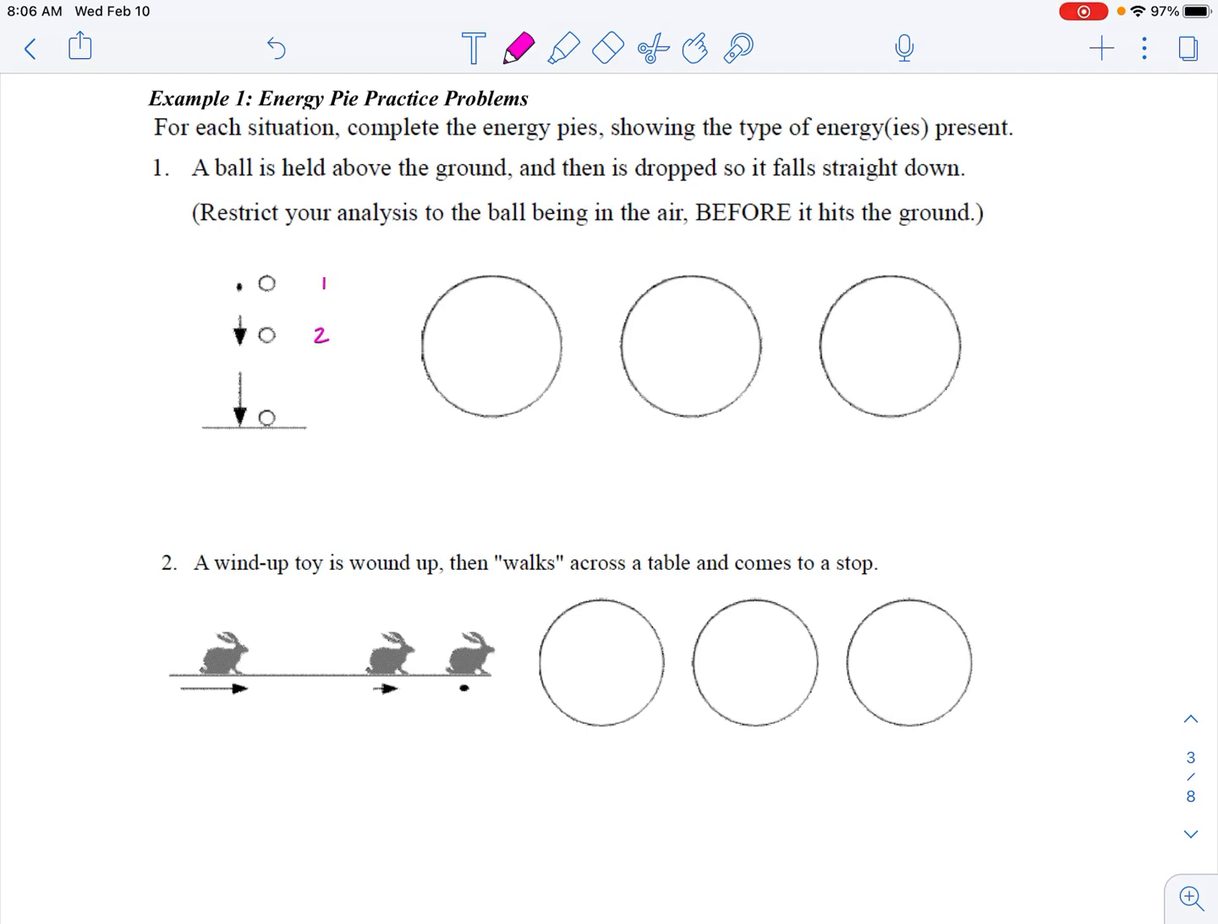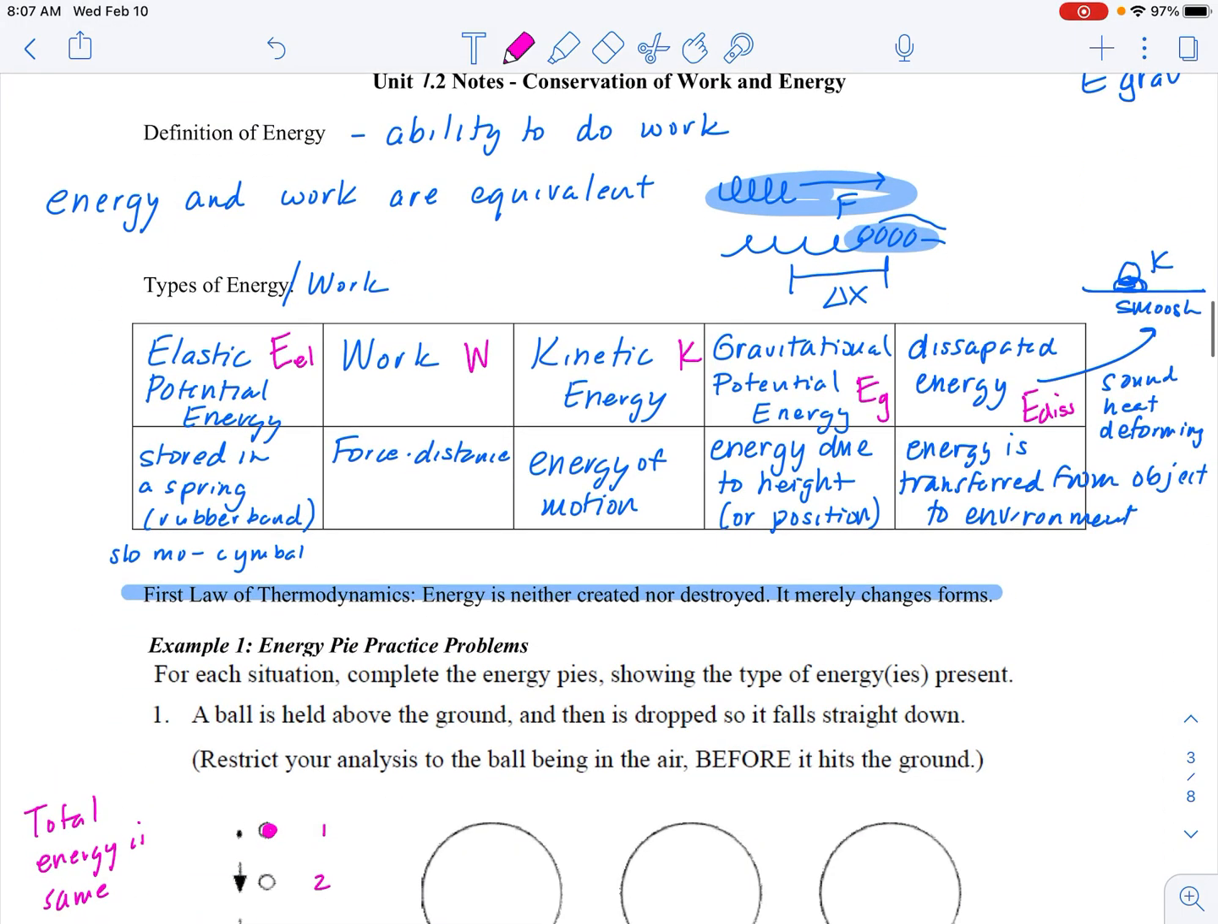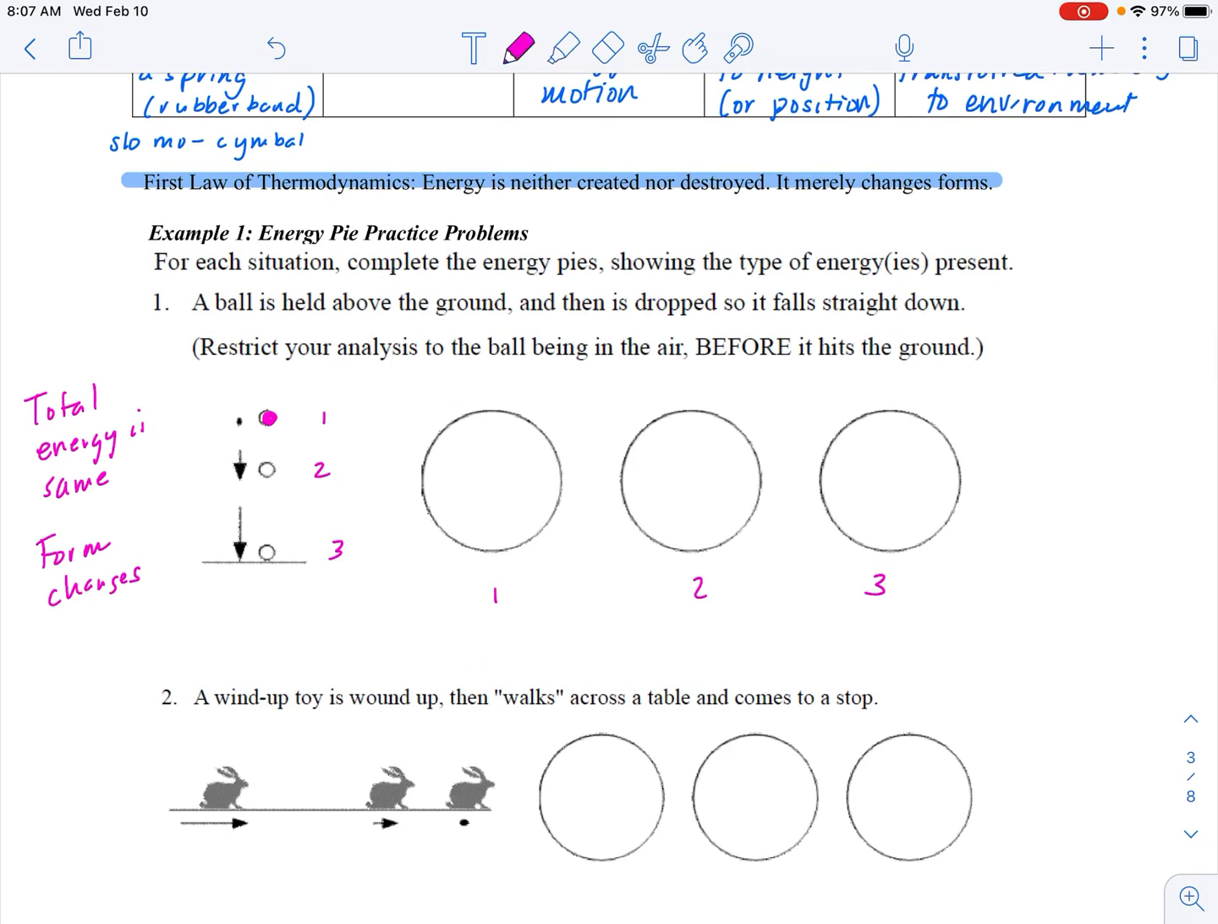Okay, so what I'm going to do is number 1, 2, 3. I'm going to draw an energy pie chart for each position. The idea is the total amount of energy is the same. That's what the pie chart is trying to say, but the form changes. So at the top here, this object has height. It has energy due to position, and that's gravitational potential energy. So I'm going to say that the object starts with entirely EG.